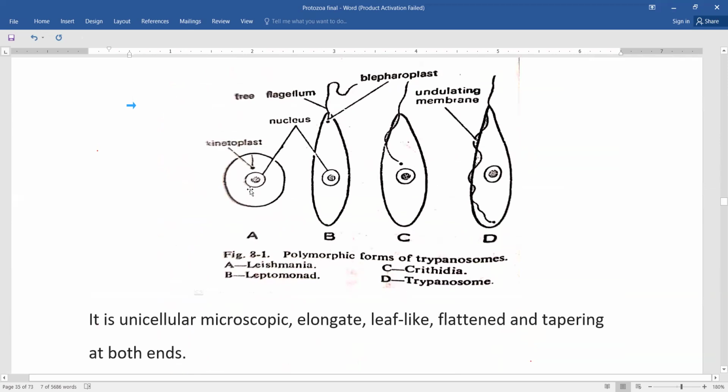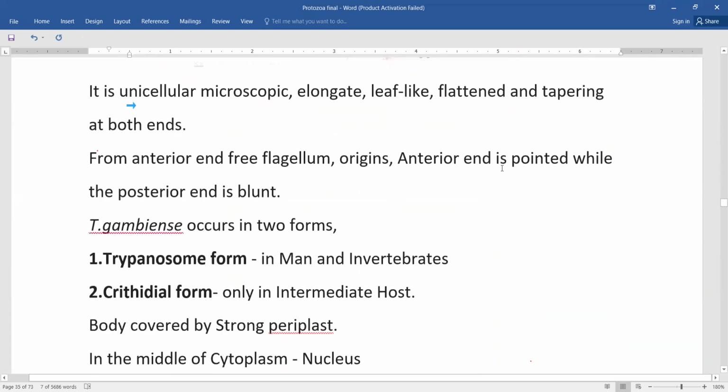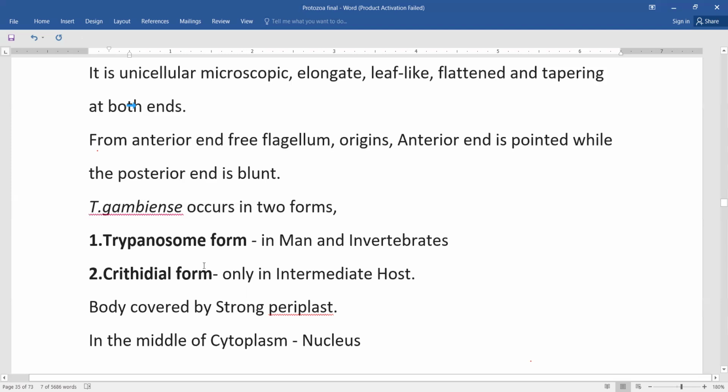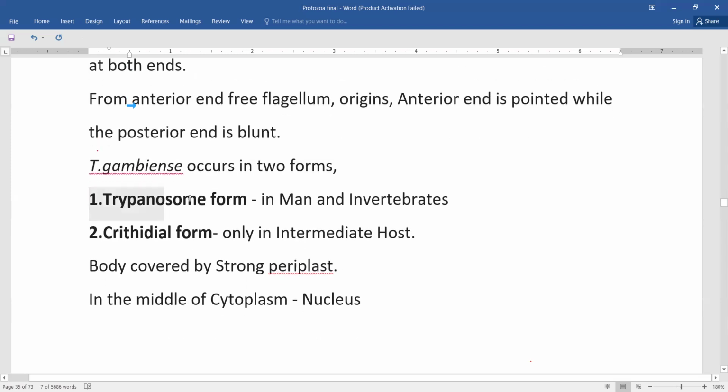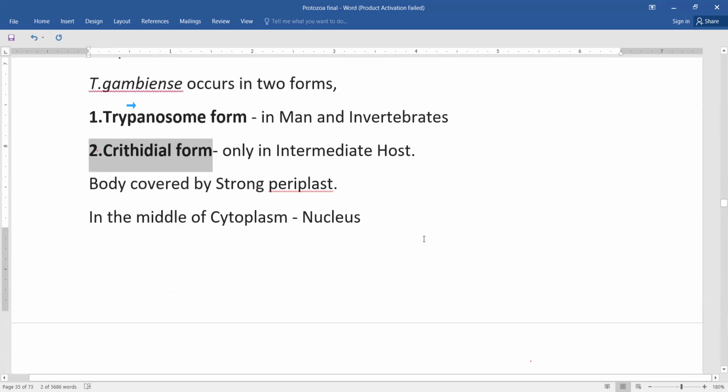So this is the Leishmanian form, this is the leptomonad form, and this is the crithidial form. And this is the trypanosome form. It is a polymorphic parasite. The basic important forms are the trypanosome form, which we have seen in the main diagram, and the crithidial form, which is seen only in the tsetse fly. Anyway, we don't need to study the life cycle.